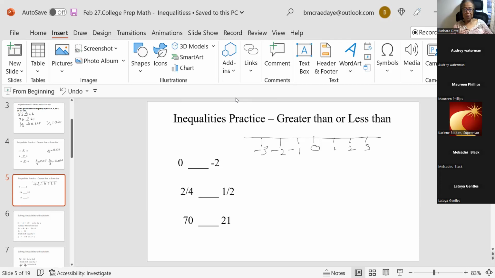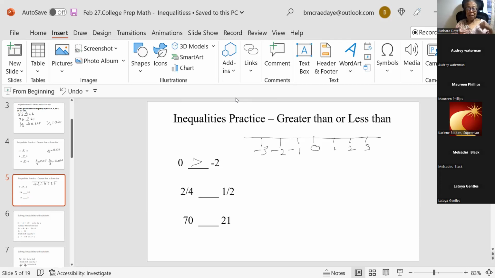Now, when I go from left to right, increasing, right to left, decreasing. So the 0 in the middle is less than what's on the right, but is greater than what's on the left. So what would go in the blank, Audrey? Greater than. That's it. Very good. Greater than, because that 0 is greater than everything on the left, right? And it's less than everything on the right.